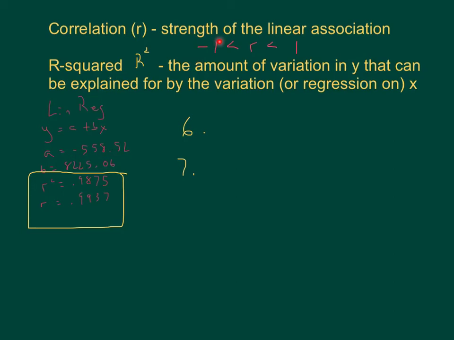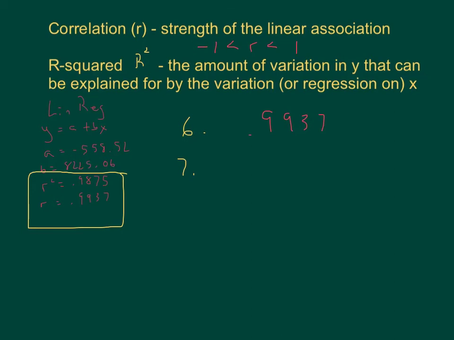Remember, we said that this was a linear, positive, and pretty strong association. And we should see a number then. If we say it's fairly strong, it should be a number that's, I'd say, greater than 0.8 up to 1. And we have an R value of 0.9937. So number 6 is simply answered by just saying 0.9937. Then they ask us to explain the meaning of R squared in context for the problem.